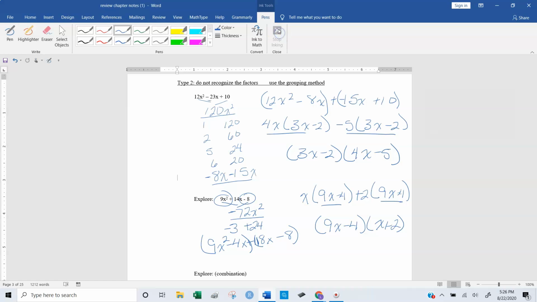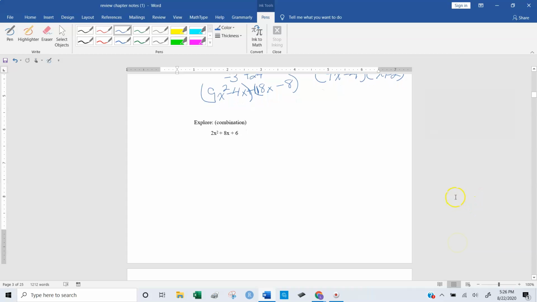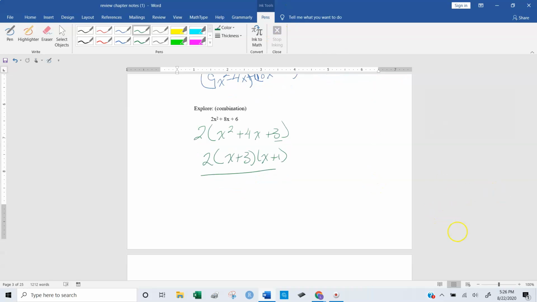I hope you did a great job. All right, I would like you to try this one again without me. There's a hint that it's a combination, so pause and give it a shot. What I wanted you to see here is that they have a 2 in common. So you factor out the 2 before you start the problem. That gives me x squared plus 4x plus 3. Well, that made my life very easy, because the factors of 3 that add to 4 are 1 and 3. So this is just x plus 3, x plus 1, and don't forget the 2 that you factored out. And that's your final answer. See, life isn't so bad.